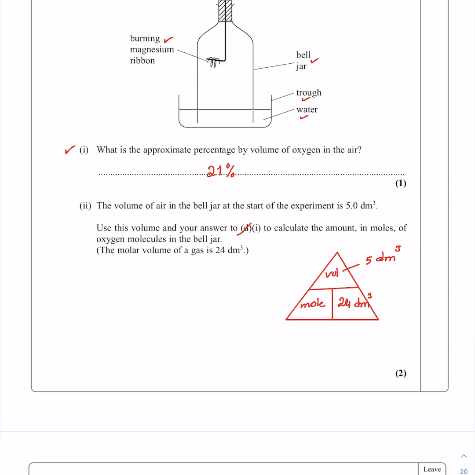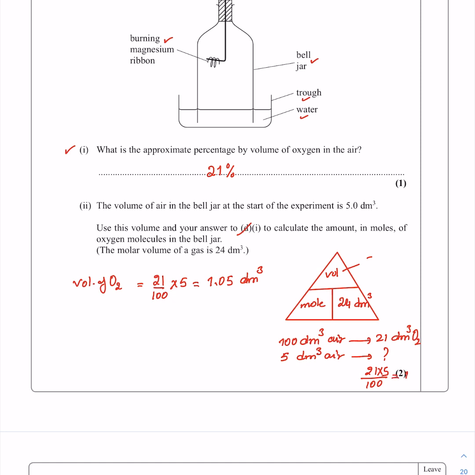moles of oxygen. So to get the moles of oxygen, I must at first take the percentage of oxygen, which is 21, and multiply by 5, the volume of air, to get the volume of oxygen. So the volume of oxygen inside the bell jar is equal to 21% out of 5, which gives 1.05 cubic decimeter. In other words, every 100 cubic decimeter of air has 21 cubic decimeter of oxygen. So if the bell jar has 5 cubic decimeter of air, how many cubic decimeter of oxygen does it have? It's 21 times 5 over 100, which gives 1.05.